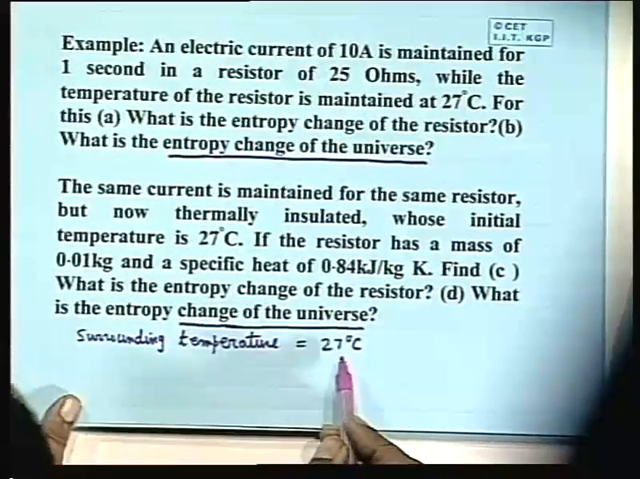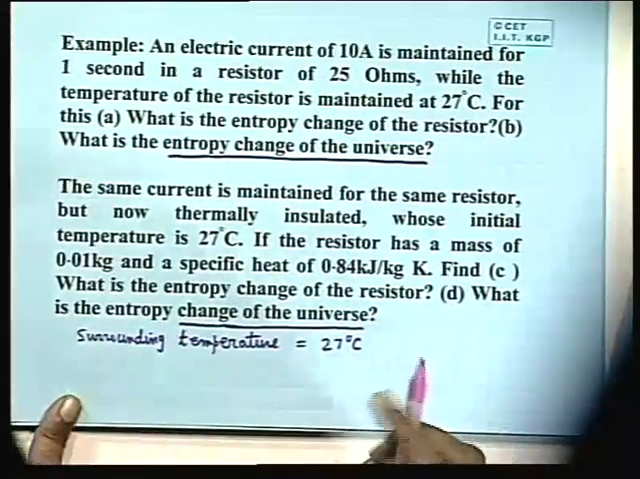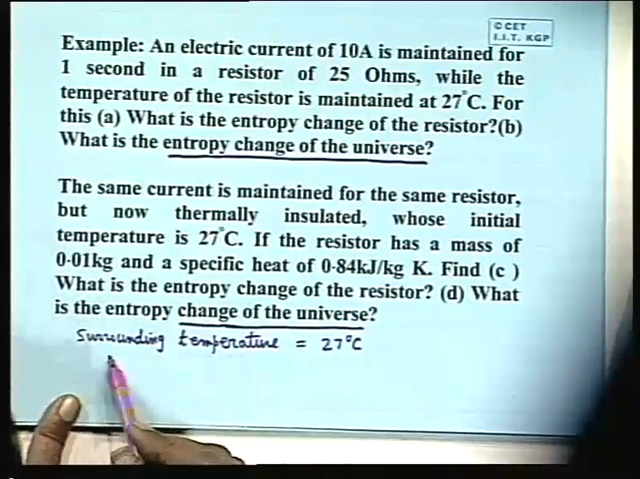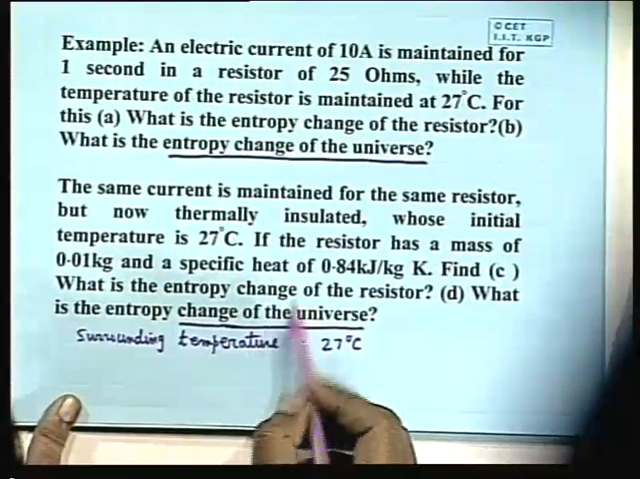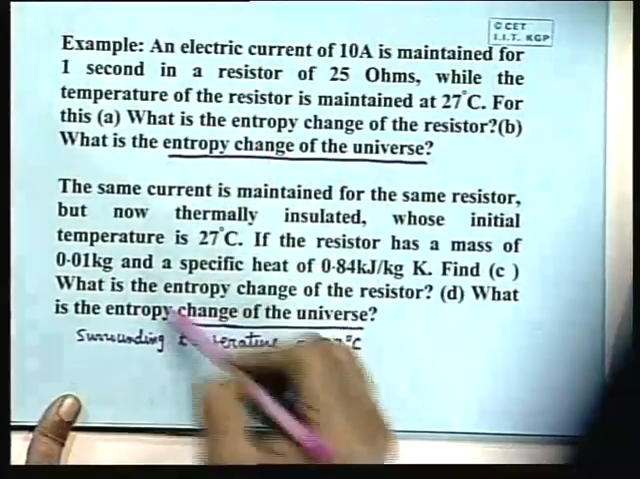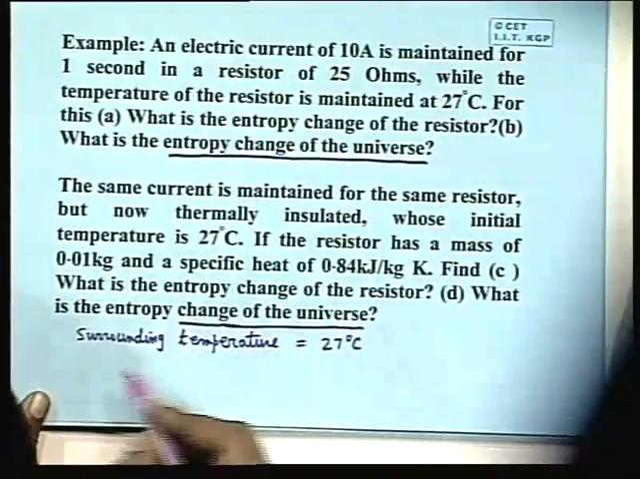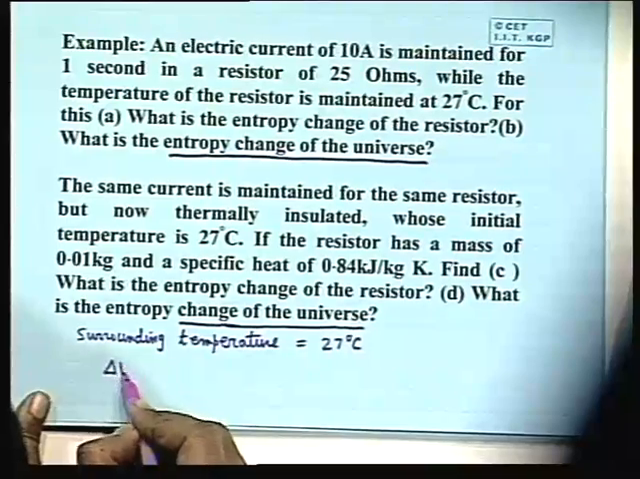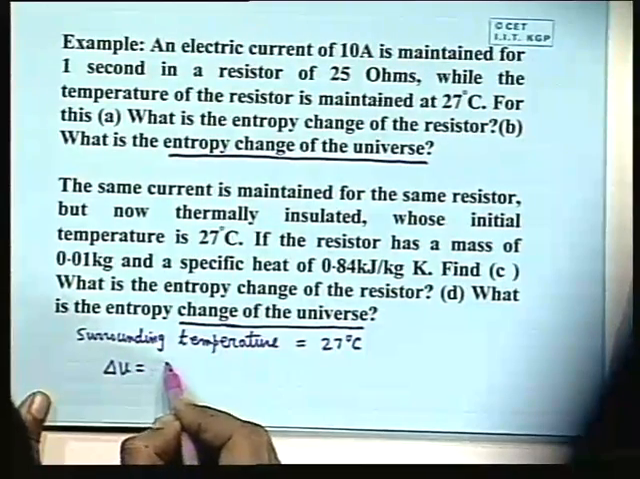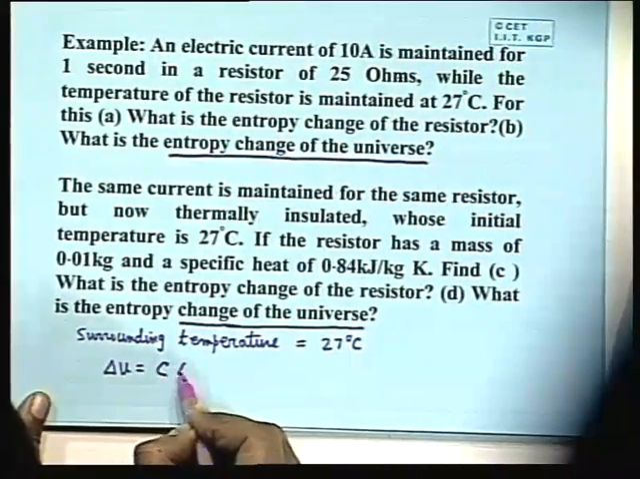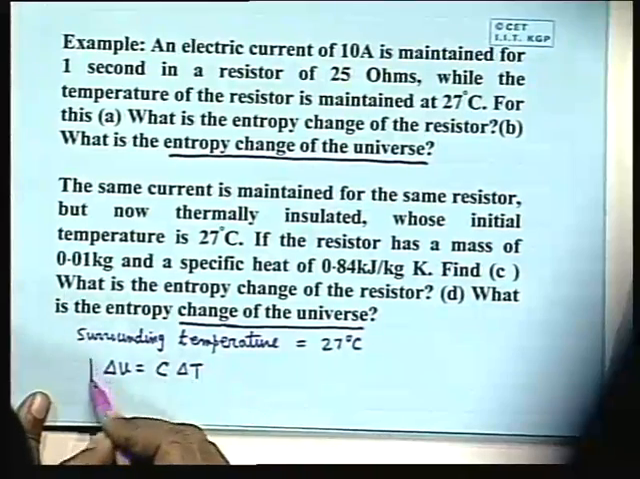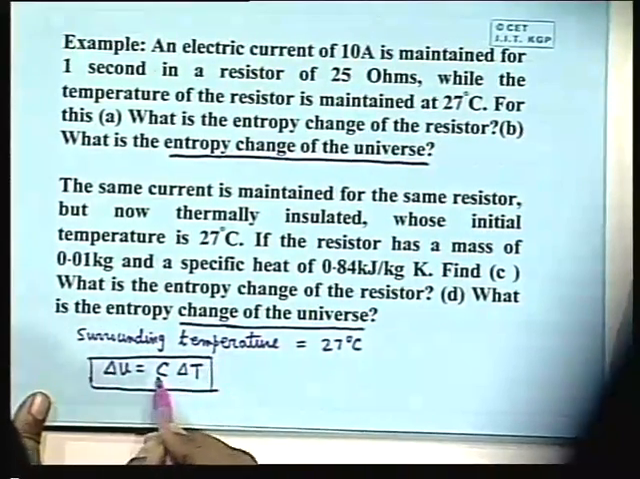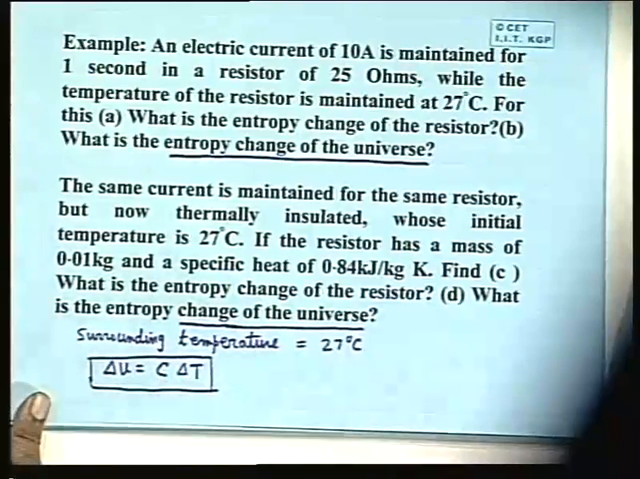If it is not mentioned, you can take any value of the surrounding temperature, but it should be mentioned. Another thing which has not been mentioned in this problem, the way I have taken it, the text is not typed, is that for this resistor, consider the change in internal energy to be given by the specific heat of the resistor times delta T. This is another important thing: the change in internal energy of the resistor equals specific heat times delta T.